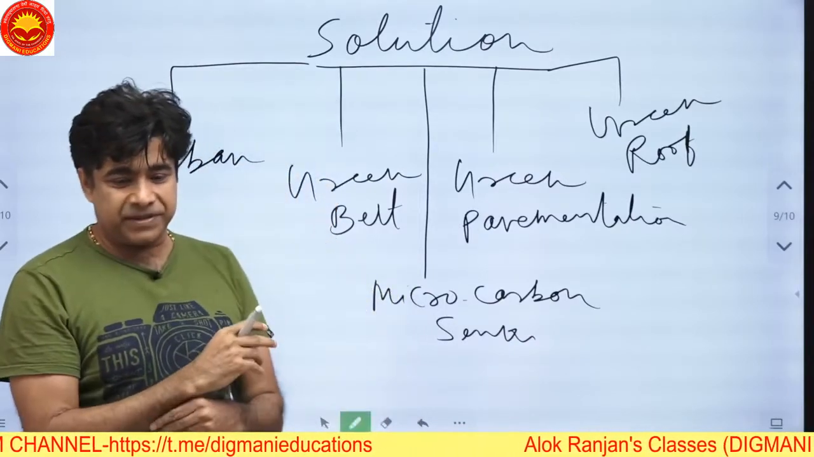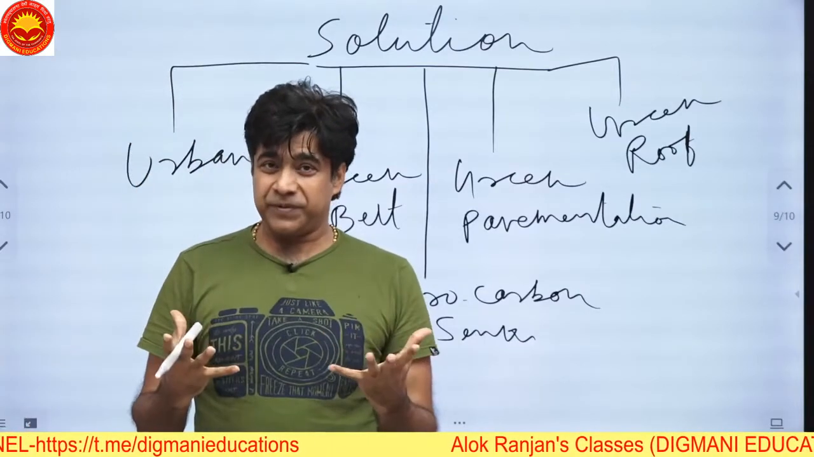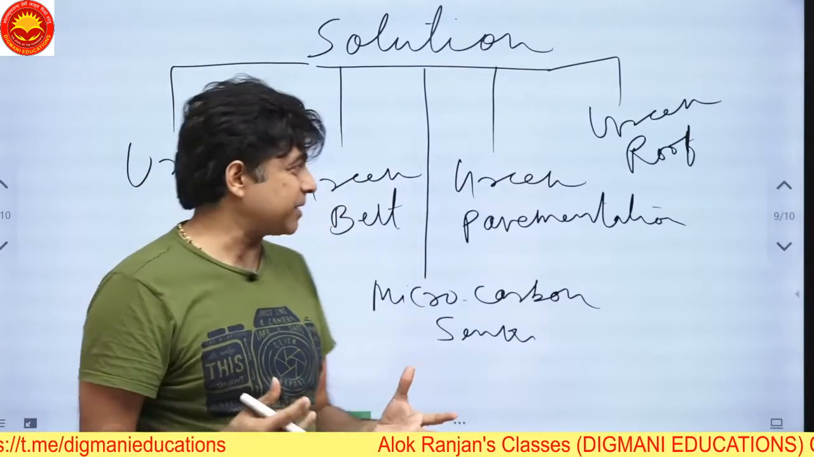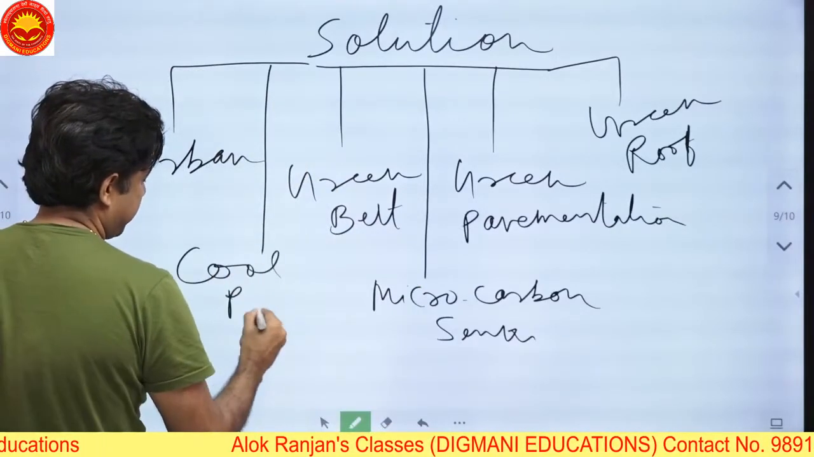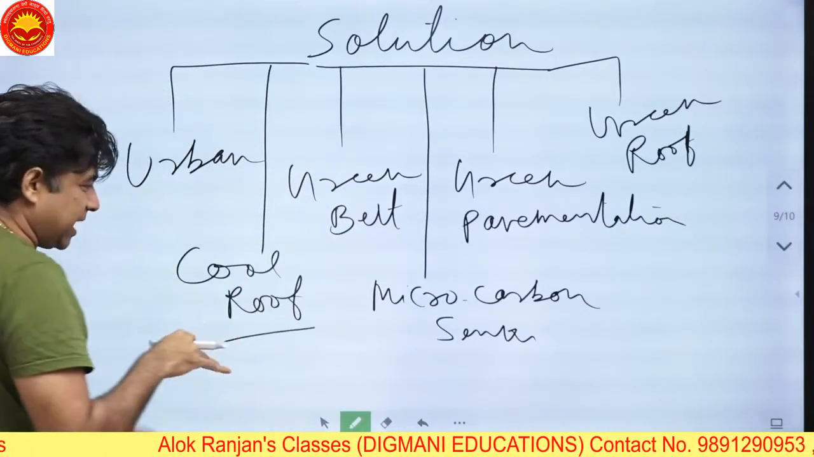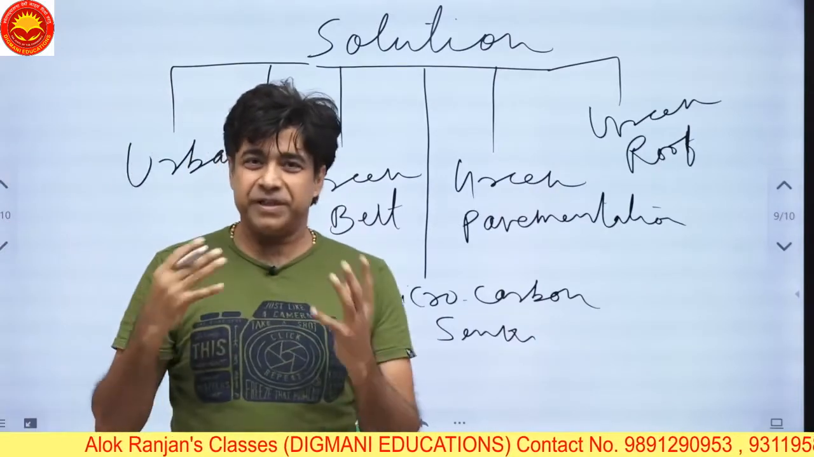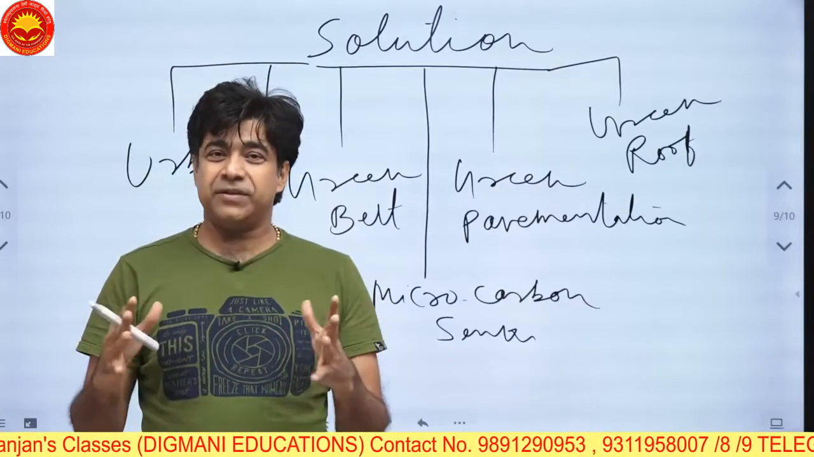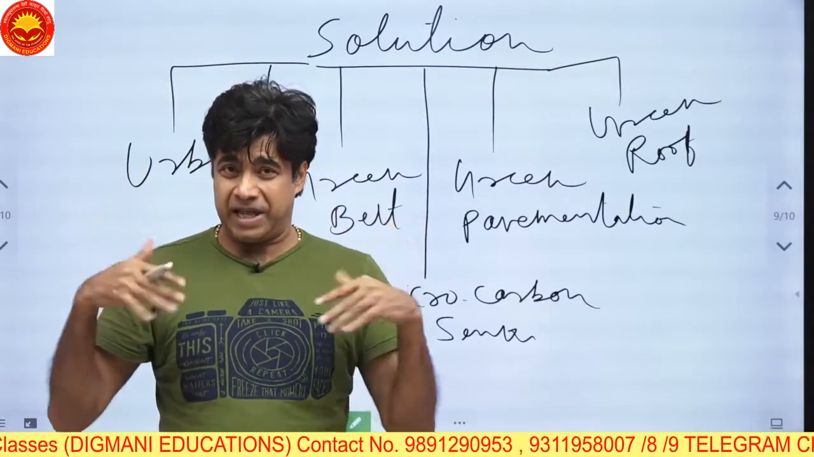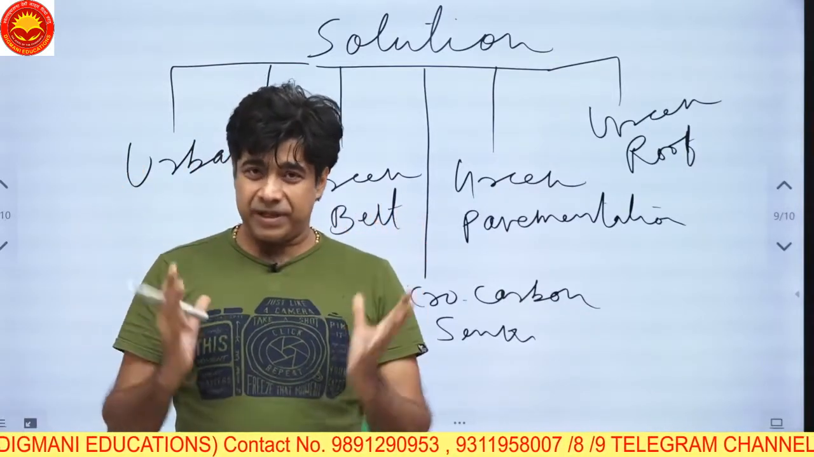And we can have this cool roof system. Cool roof, I'm taking another point. We can paint our rooftop with different colors, with light colors, with white colors, because white colors will reflect back more light rays and absorb less.